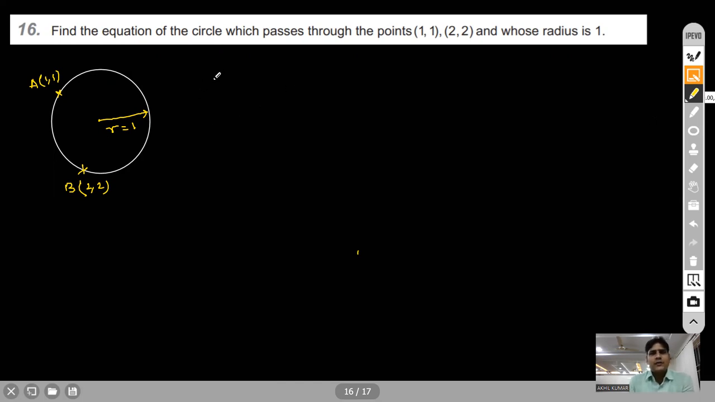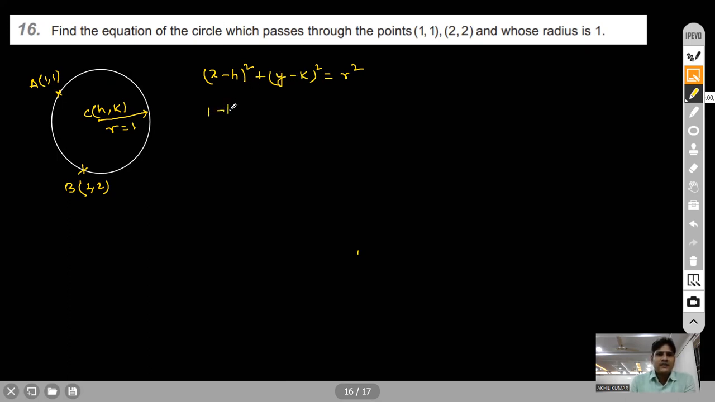So let me write the equation of the circle in center-radius form like this. (x minus h) whole square plus (y minus k) whole square is equal to r square, where C is the center of this circle having coordinates h comma k. This is the standard form of a circle in center-radius form, where h and k are the coordinates of the center and r is the radius of the circle. Now (1, 1) and (2, 2) must satisfy this equation.